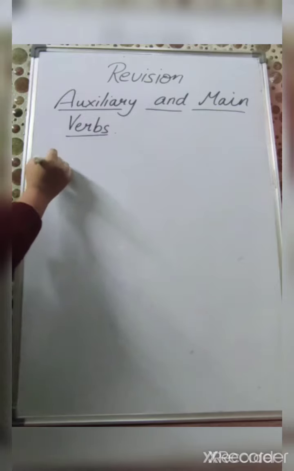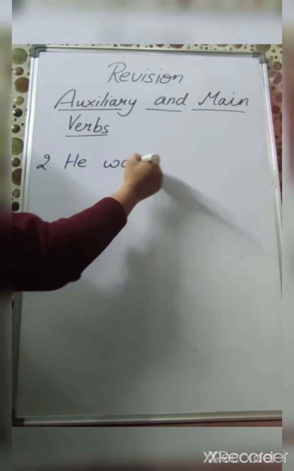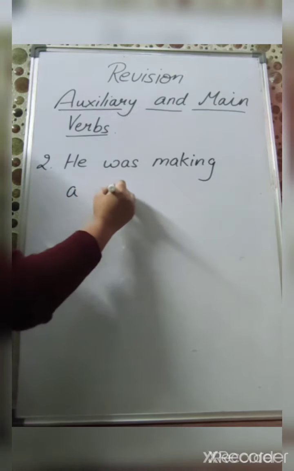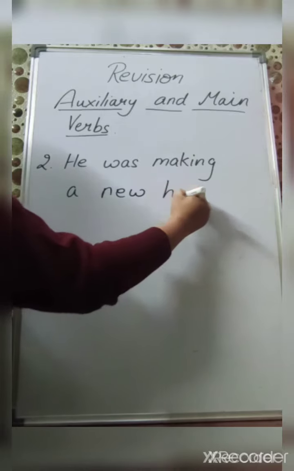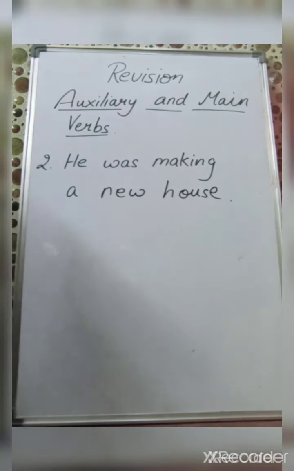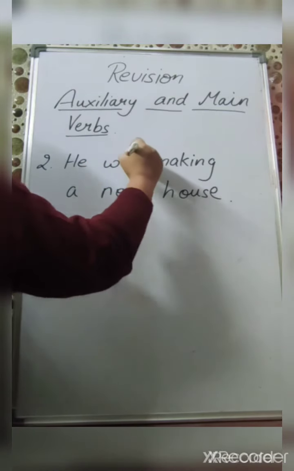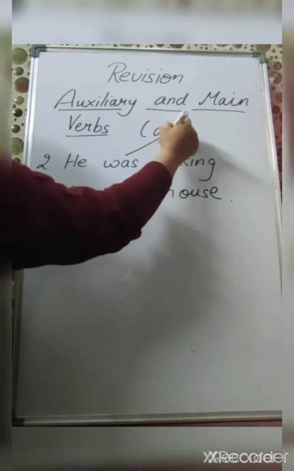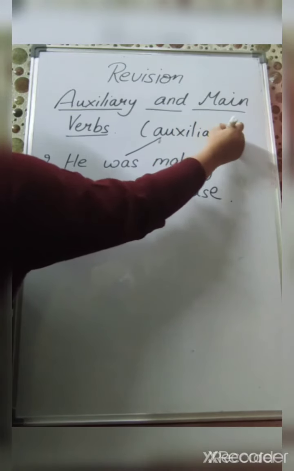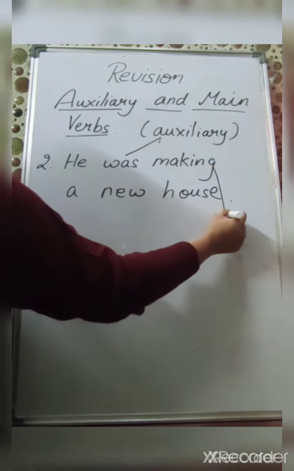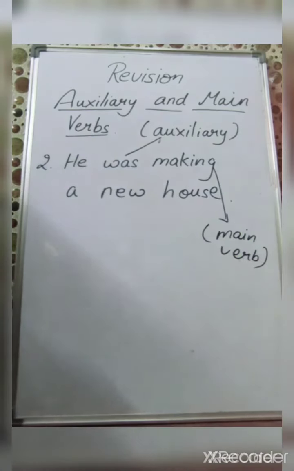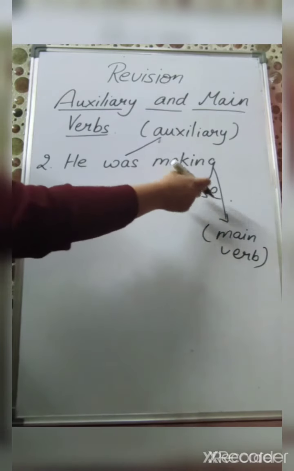Let us see the second example. He was making a new house. So over here, what is was? Was is an auxiliary verb and making is the main verb.